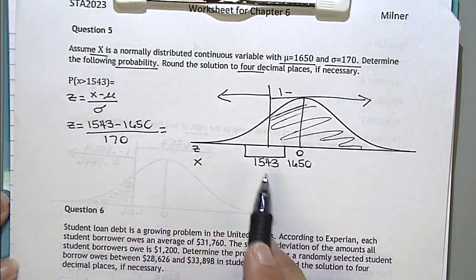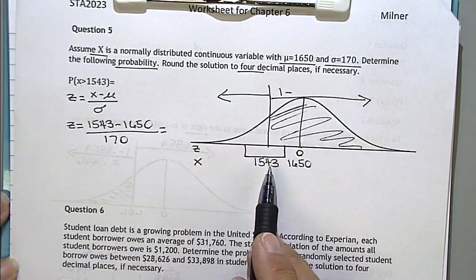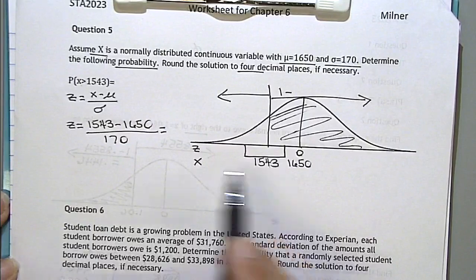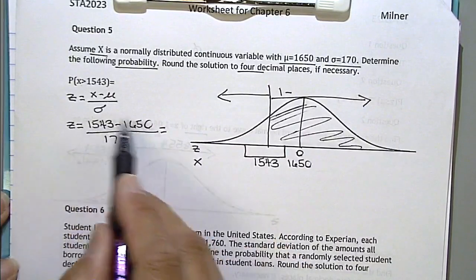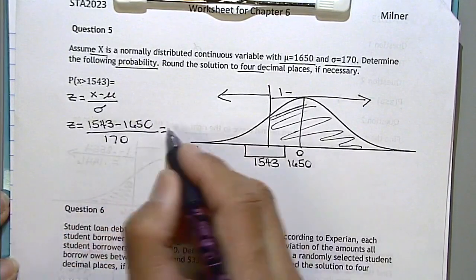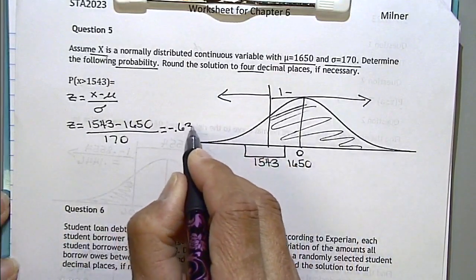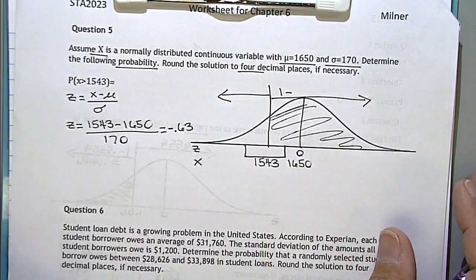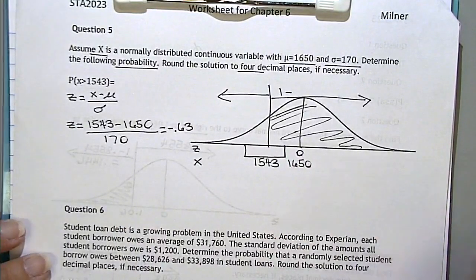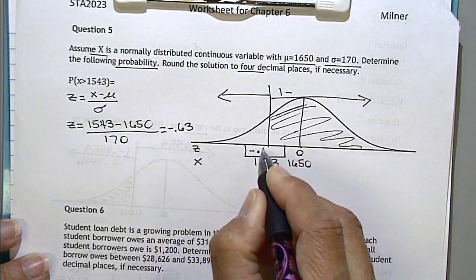Now look at your chart. Is that z-score going to be positive or negative? Negative, better be negative. And when we do this subtraction, we see that we have a negative number in the numerator. It's going to be negative. That's a good check for us. And it comes up to negative 0.63. If it goes past 2 decimal places, round it to 2. That's the z-score I want.